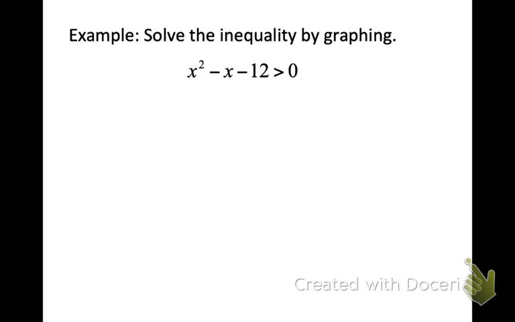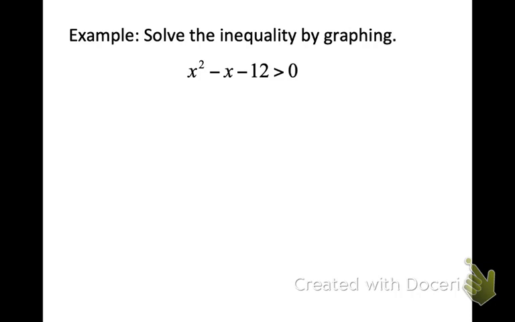Is this parabola facing up or facing down? Is it smiling or frowning? How do you know? This one is a smiley one. Why? Because the x squared is positive, right?